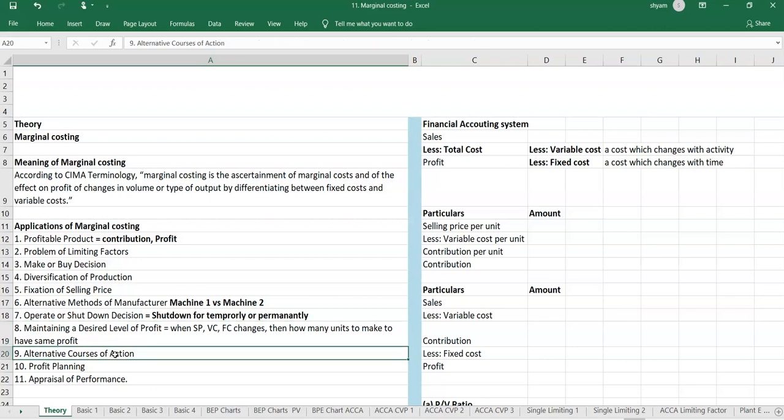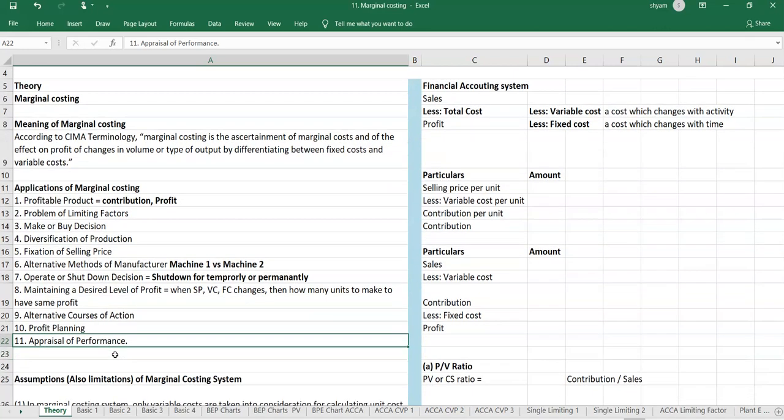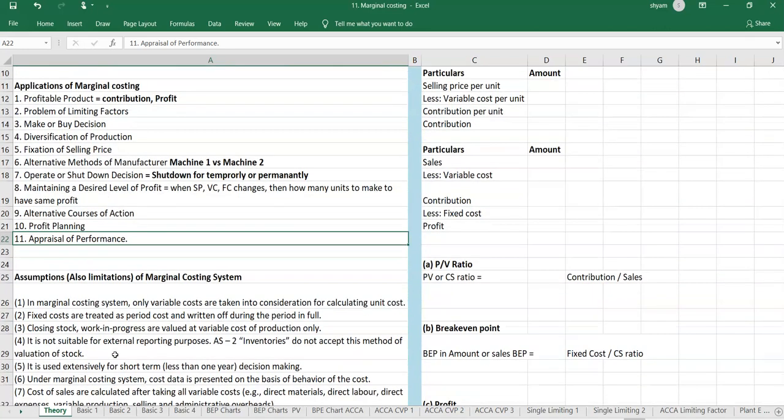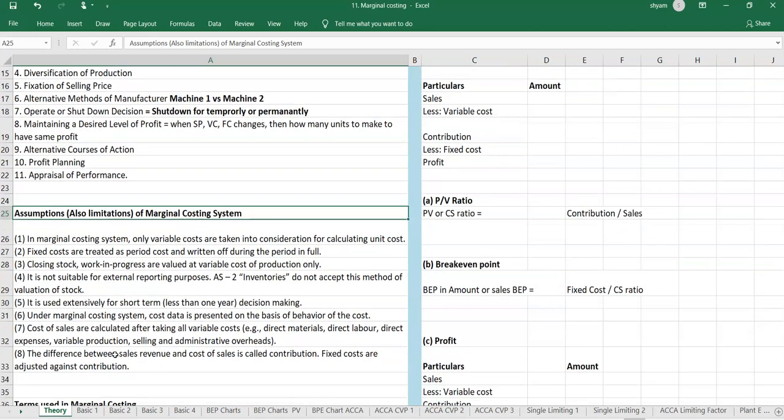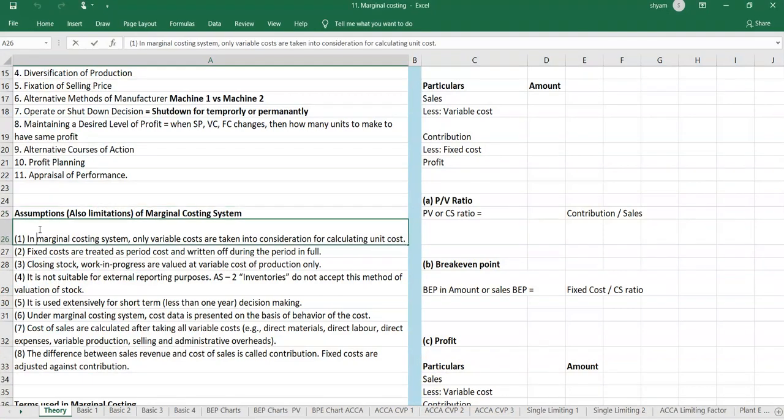Alternative courses of action, profit planning, and appraisal of performance. Okay, so it has a wide range of applications here, and also there are certain assumptions which are made in marginal costing. So we'll just look at the assumptions made.